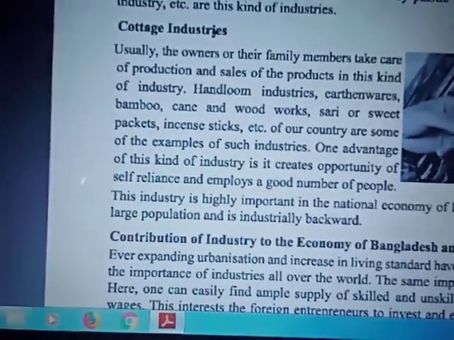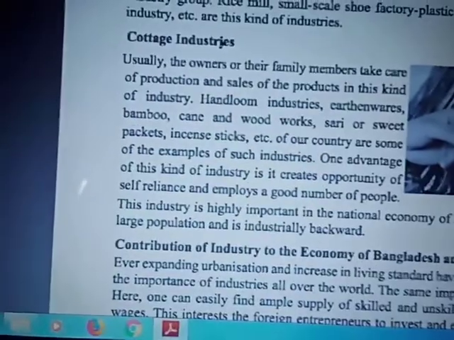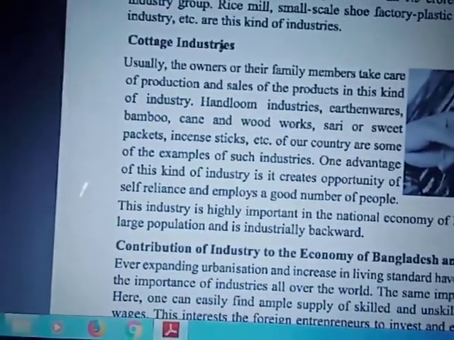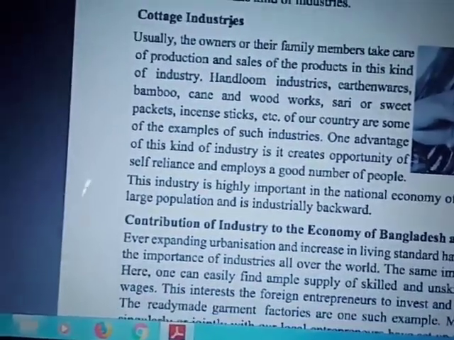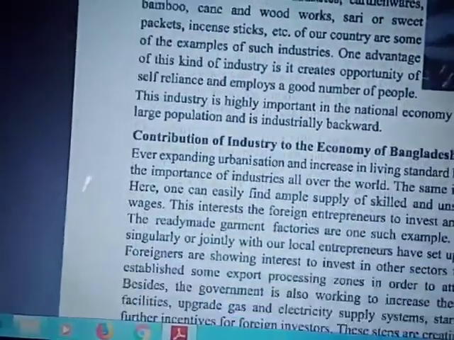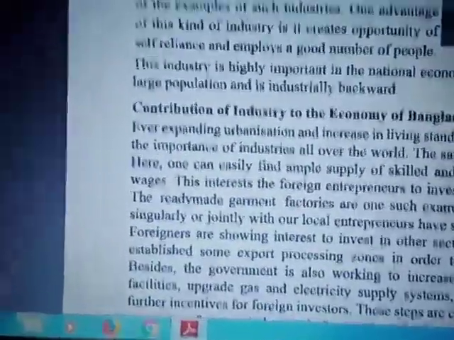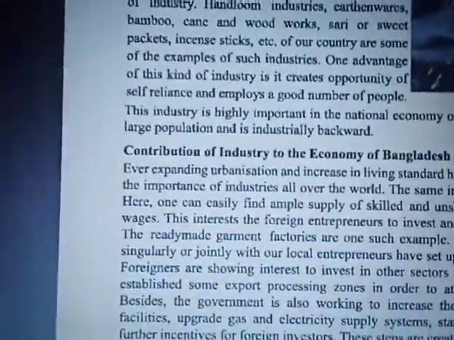This industry is highly important in the national economy of Bangladesh, which has a large population and is industrially backward. Contribution of industry to the economy of Bangladesh and its future.